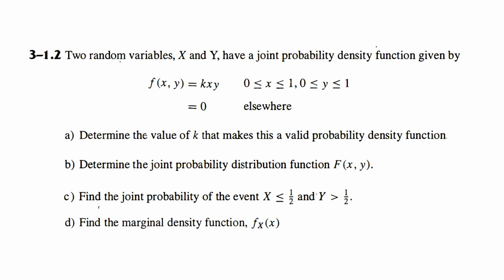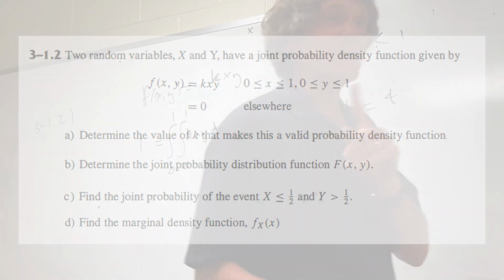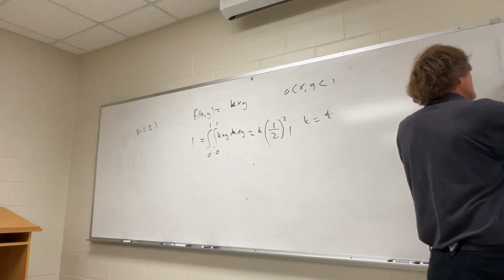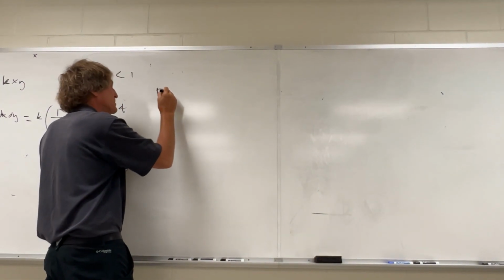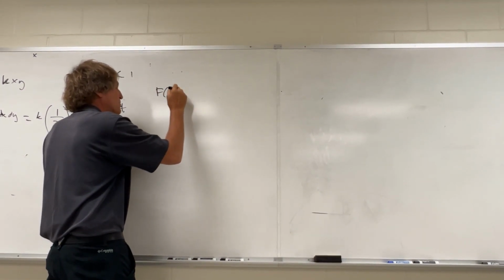Oh, he wants F of x? Yes, capital F of x, y. Okay, so now how do we get that? Now think about the definition. So F of x, let me put it here. Capital F, this is the cumulative distribution function, F of x, y.